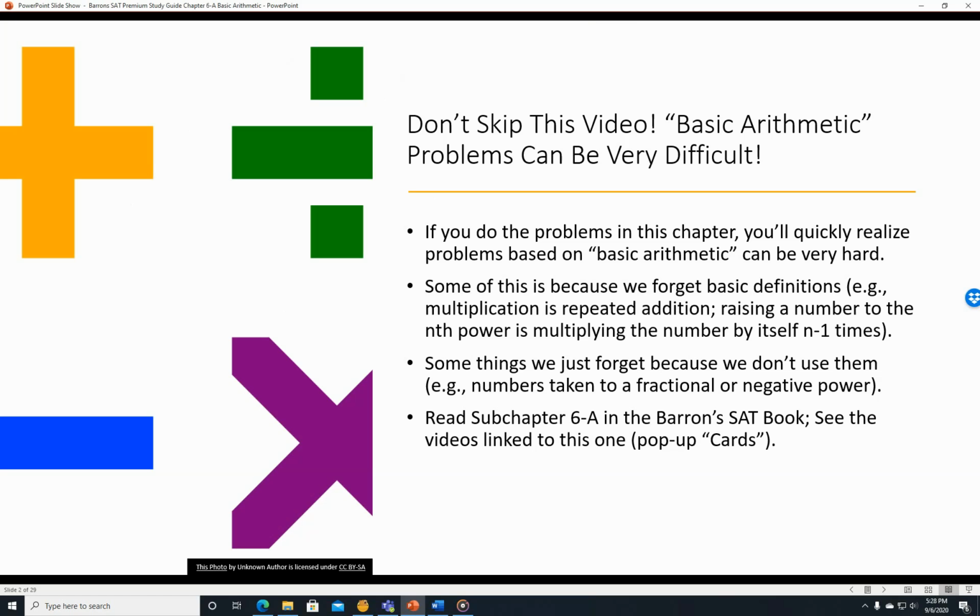What a prime number is: 2 is an even prime number. What 0 is: is 0 negative or positive? It's neither one. Things like that. And some things we forget just because we don't use them, like numbers taken to a fractional or negative power. What are those? So please read subchapter 6A in the Barron's SAT book and see videos linked to this one in the pop-up cards, little banners that you'll see when I'm done recording this.